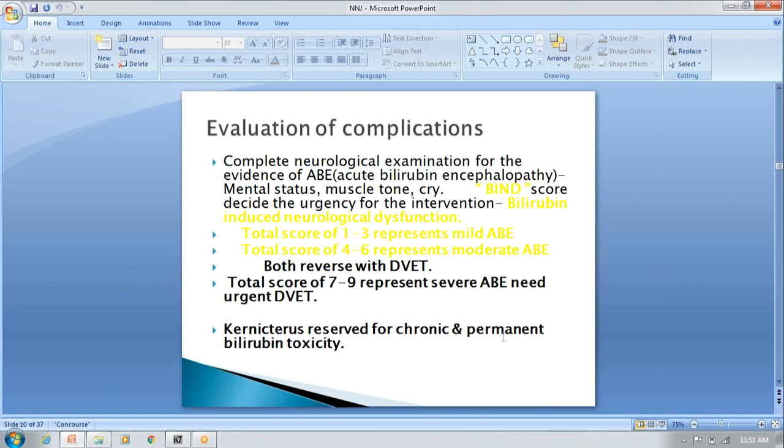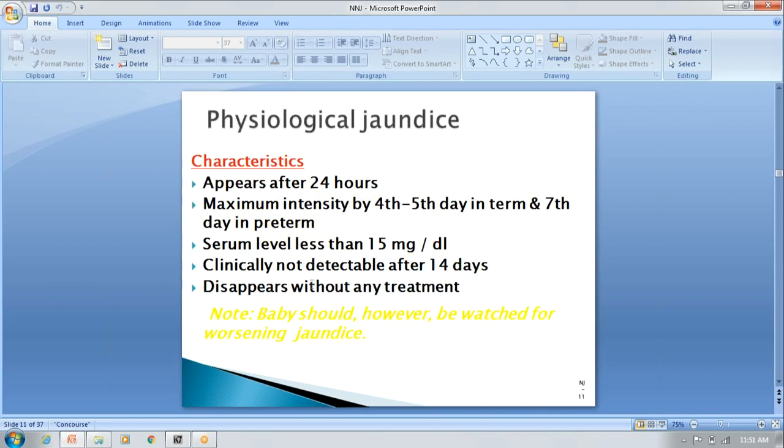Early kernicterus we call it. In early kernicterus, clinically we can detect a high-pitched cry, opisthotonus, neck retraction, and lethargy. These are the signs by which we can detect early kernicterus. And chronic bilirubin encephalopathy we call kernicterus. The mode of management is entirely different, that we will deal with next.